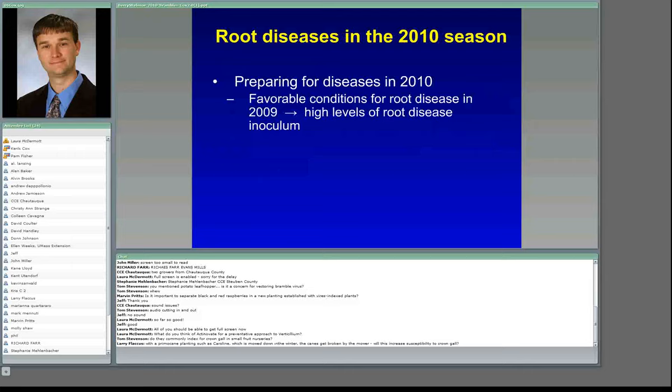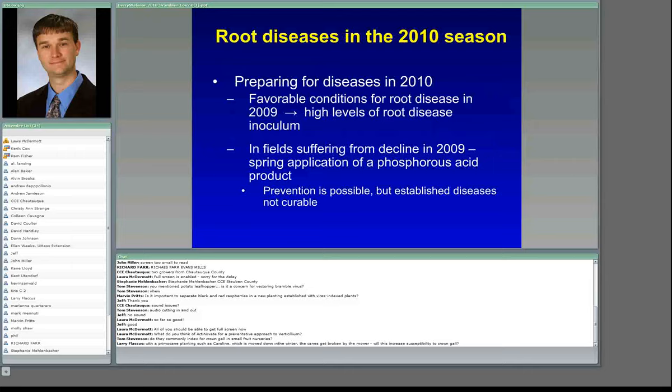If you thought you had decline in 2009, or had a lot of wet spots, or maybe some unthrifty plants, and it was in a wet spot, some of those situations that would be conducive for Phytophthora, you may want to consider putting on a spring application of a phosphorus acid product as a preventative measure for managing Phytophthora in potentially affected fields. If you get a head start on it, you will be able to potentially manage it.